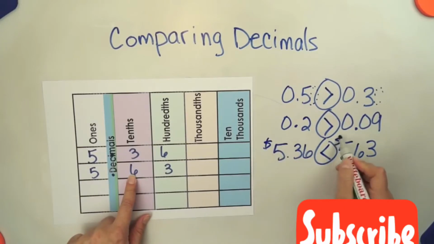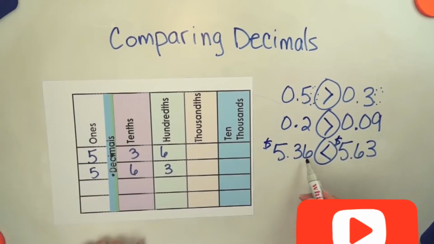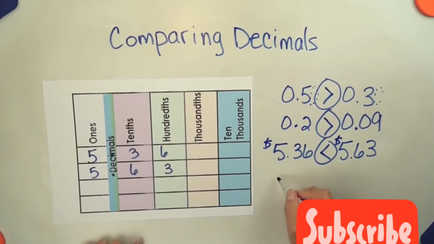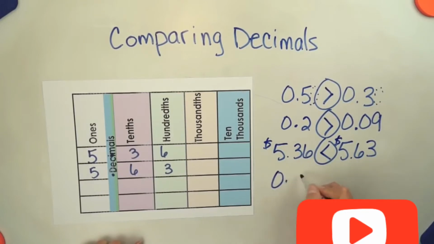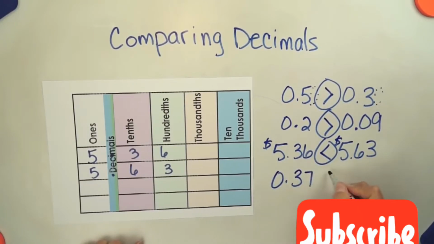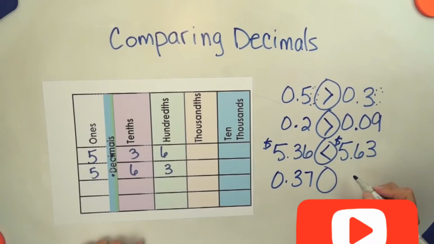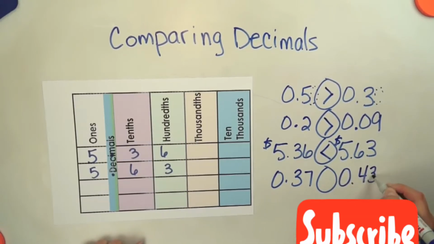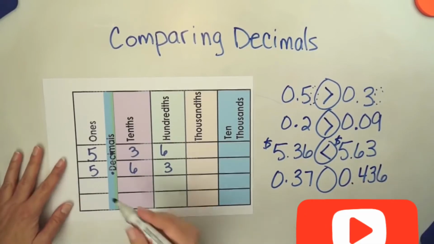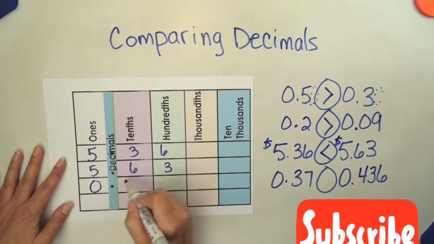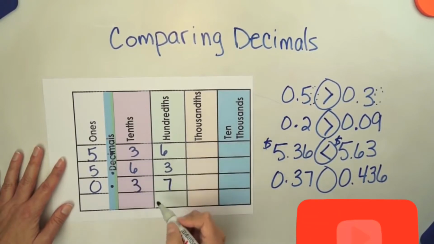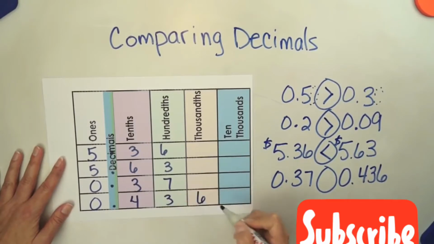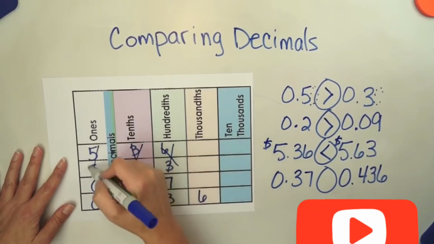And again, if you think of it as money, $5.36 is a lot less than $5.63. Let's try one with thousandths. 0 and we'll call it 37 hundredths compared to 0 and 436 thousandths. So we'll put it in here. Decimal 37 in the hundredths place, 0 and 436 thousandths. Cross those out.